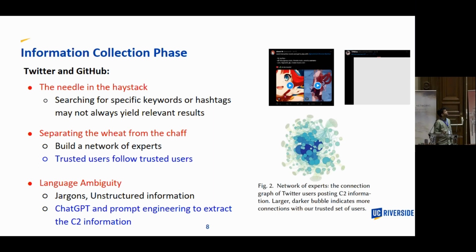After finding a large number of users, we started crawling their tweets, collecting information on what they post on their social handles. But we faced a lot of difficulty in processing that data because of language ambiguity, containing many abbreviations, jargon, and unstructured information. So we utilized ChatGPT and prompt engineering to extract the C2 server information.